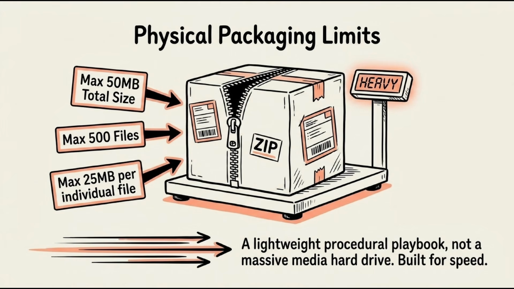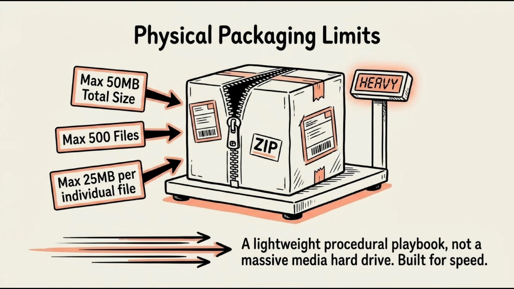You want to ensure the AI can download the skill rapidly over a network? Right. You don't want it waiting 10 minutes to download a file. Exactly. So the entire zip archive must be under 50 megabytes in total. You are allowed a maximum of 500 individual files inside the folder, and no single file can be larger than 25 megabytes. So definitely no dropping massive 4K video files or gigabytes of raw data into the assets folder. Right. This is meant to be a lightweight procedural playbook, not a massive media hard drive.